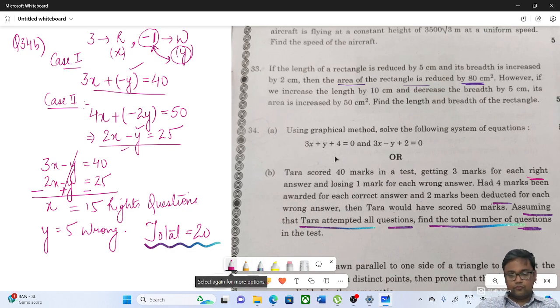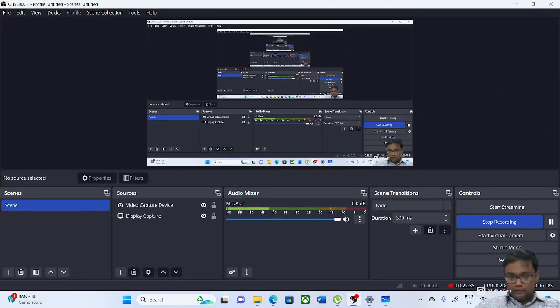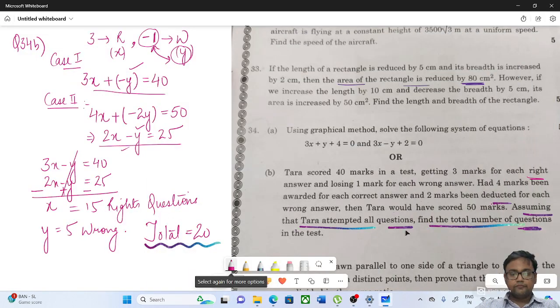Let us do further. Let us get rid of it first.